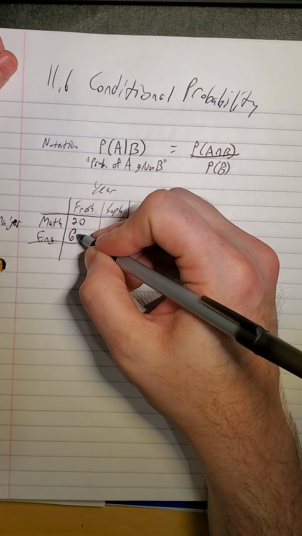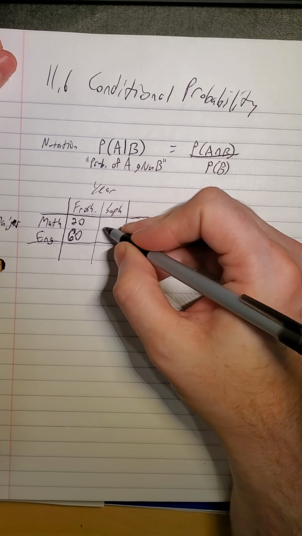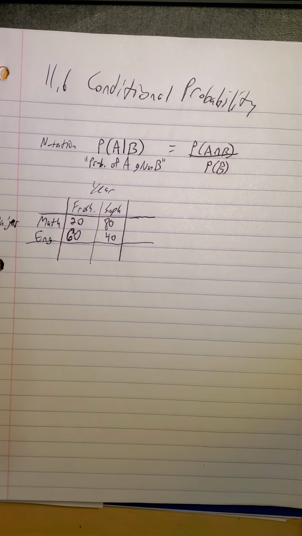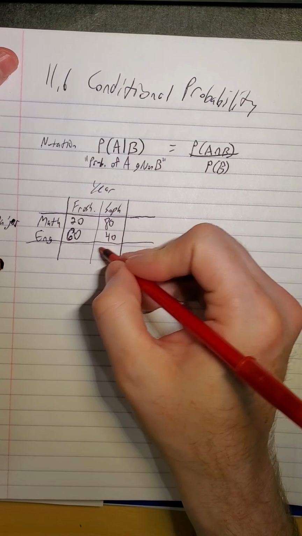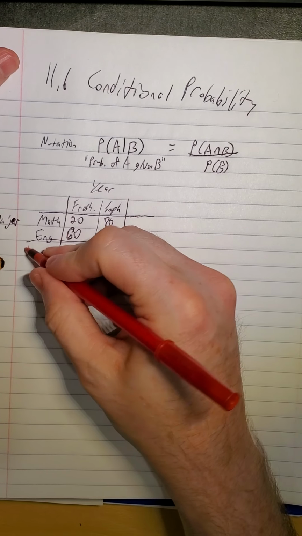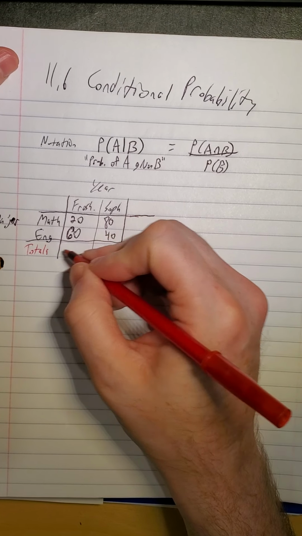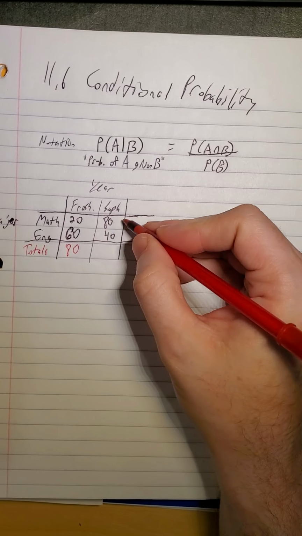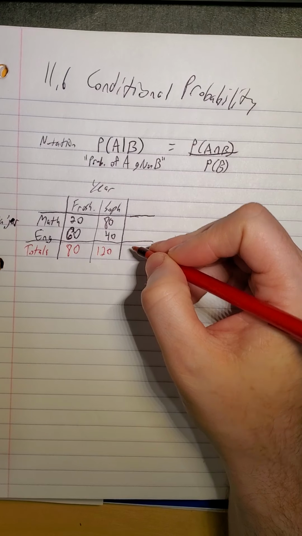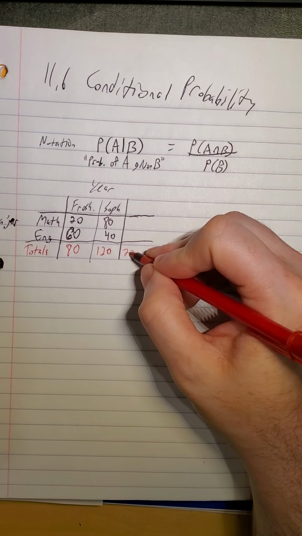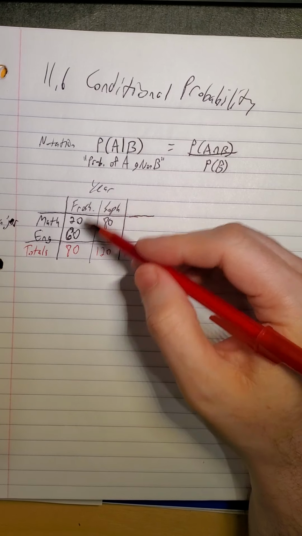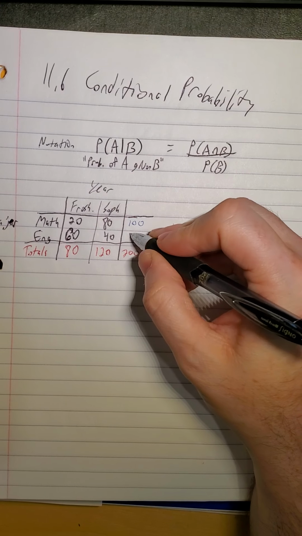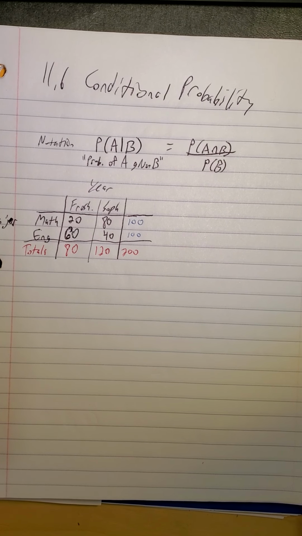Let's see, 20, 60, 80, and 40. So then we get what are referred to as the marginal totals. So this study had 80 freshmen, 120 sophomores, for 200 students altogether. Looking at the other variable, we had 100 math majors and 100 English majors.